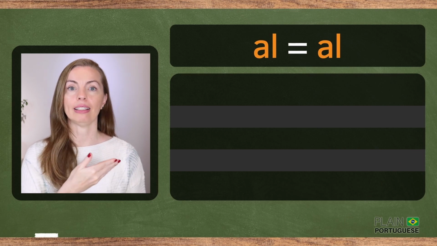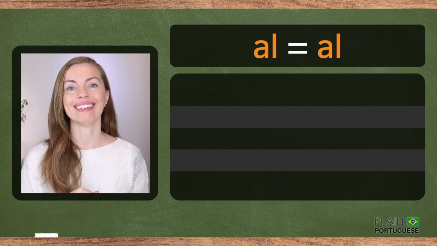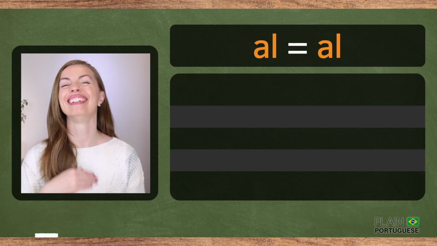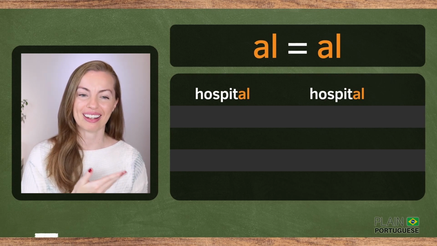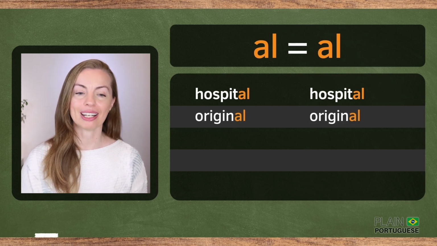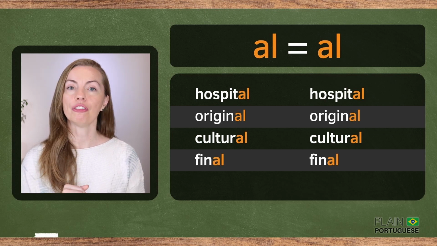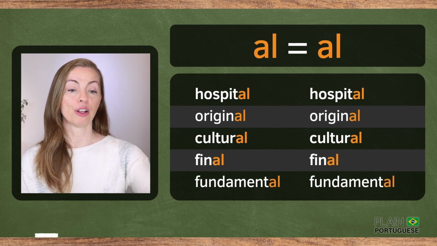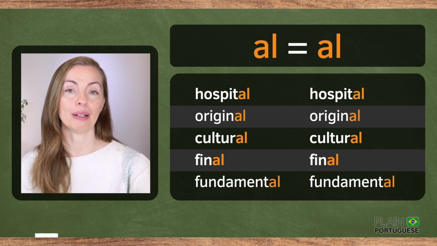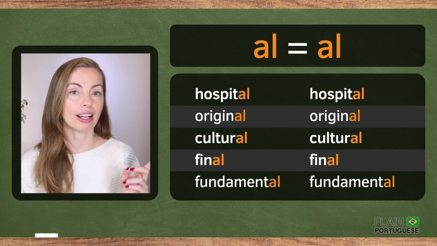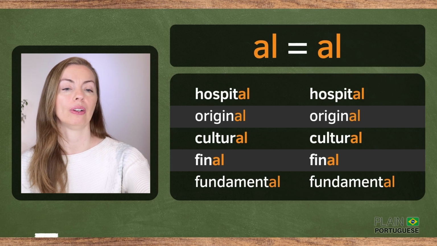Words ending in AL in English will end in AL in Portuguese. What a relief, Bia! I know. Hospital, hospital. Original, original. Cultural, cultural. Final, final. Fundamental, fundamental. Remember that in Portuguese, when we have a final L sound, it sounds like U. So, hospital, original, cultural, final, fundamental.